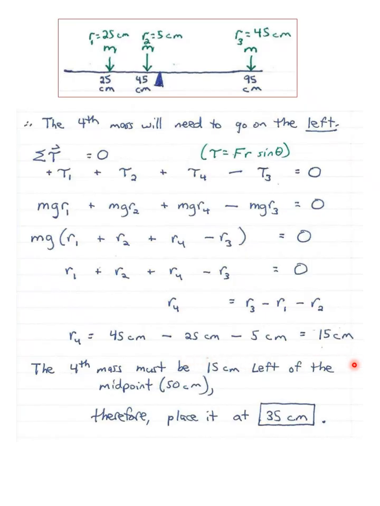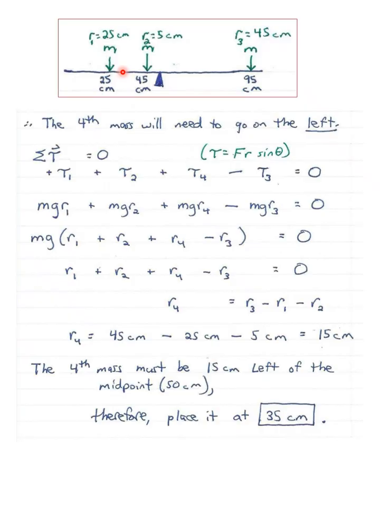Now, what that means is that that's the lever arm of the fourth mass. The fourth mass must be 15 centimeters away. We've already established that it's on the left, and we established that mathematically by saying plus torque 4. So to the left of the midpoint, which is at 50 centimeters. So if it's 15 centimeters to the left of the midpoint, then it's got to be placed at the 35 centimeter mark, right where my marker is at the top of the screen.